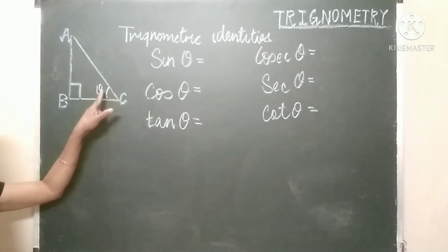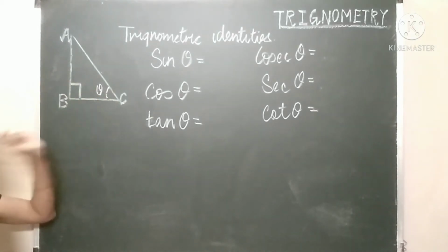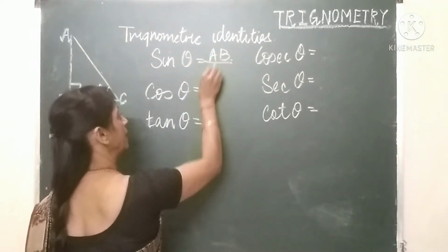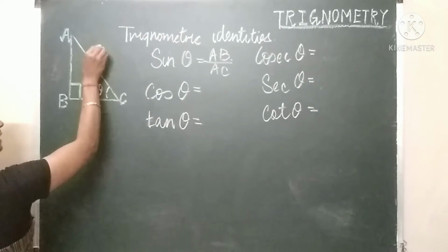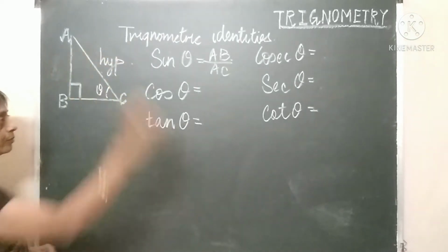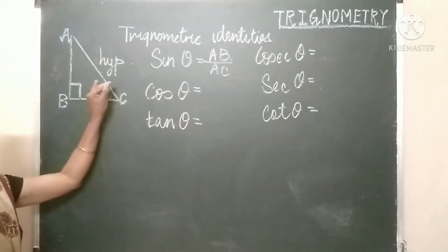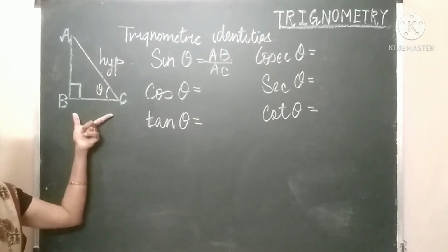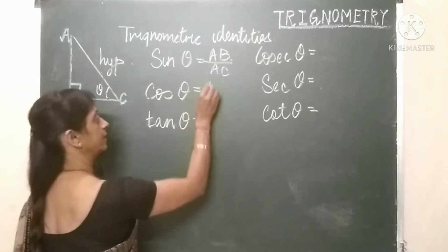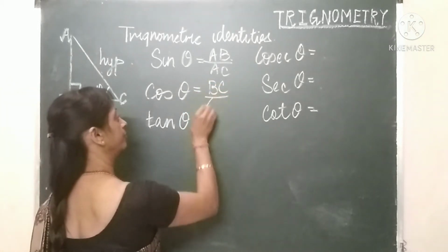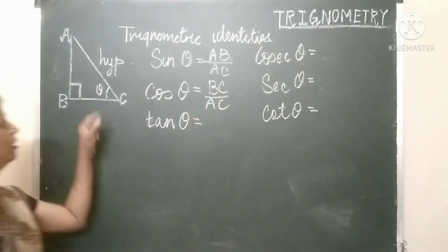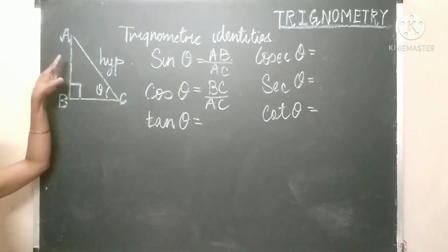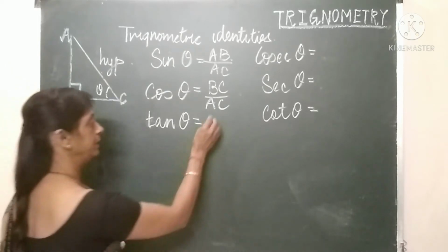Sine of angle theta was opposite side upon hypotenuse. So that was AB, the hypotenuse is AC. Cos of theta is adjacent side upon hypotenuse. That is BC upon AC. Tan of theta was opposite side upon adjacent side. That is AB upon BC.